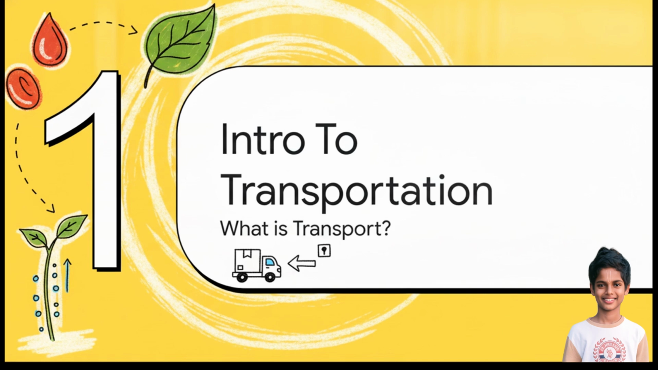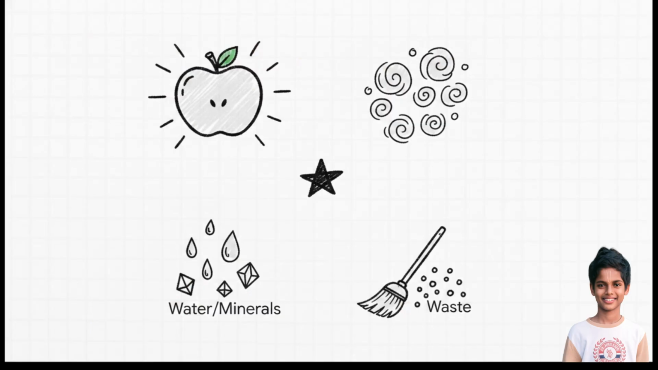Please write this heading at the very top of a fresh page in your notebooks. Section 1. Introduction to Transportation. You see, the process of transporting substances is vital in any living body. Without it, your different organ systems simply cannot work efficiently. But what exactly are we transporting? Well, there are 4 essential substances.